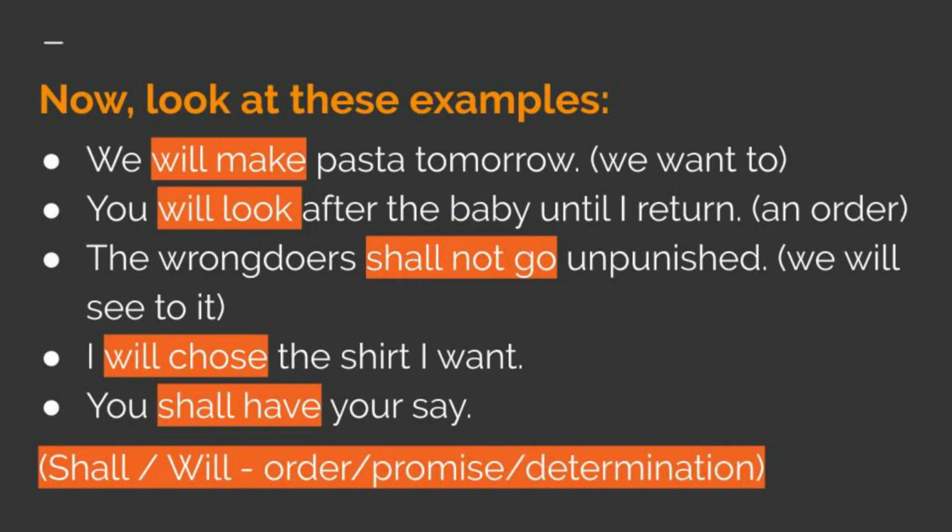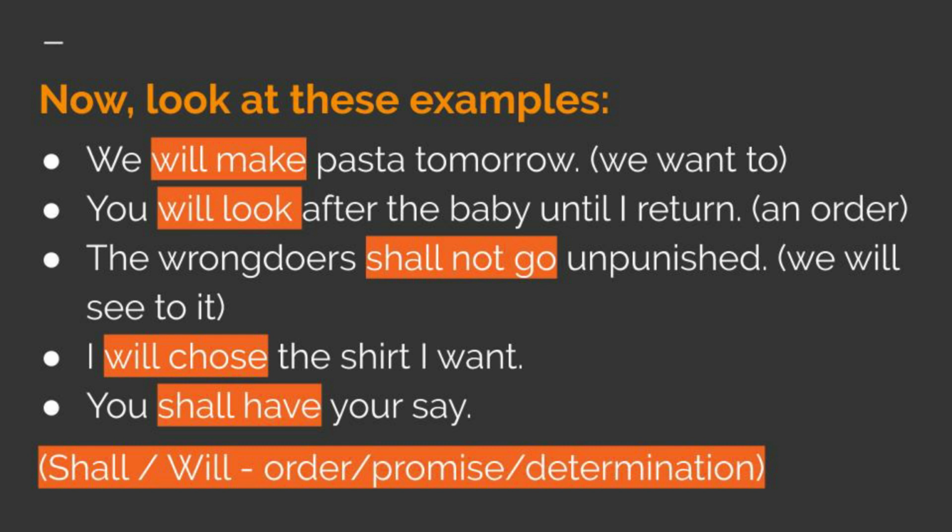Now look at these examples. We will make pasta tomorrow. That shows the intention. You will look after the baby until I return. It's an order. So you can use will when you're ordering around. The wrongdoers shall not go unpunished. We will see to it that the wrongdoers shall not go unpunished. Now in future tense we can use will or shall. Amongst the two, will is more decisive than shall.